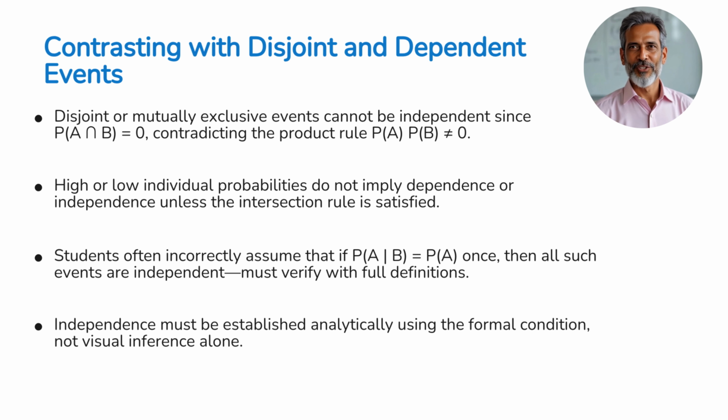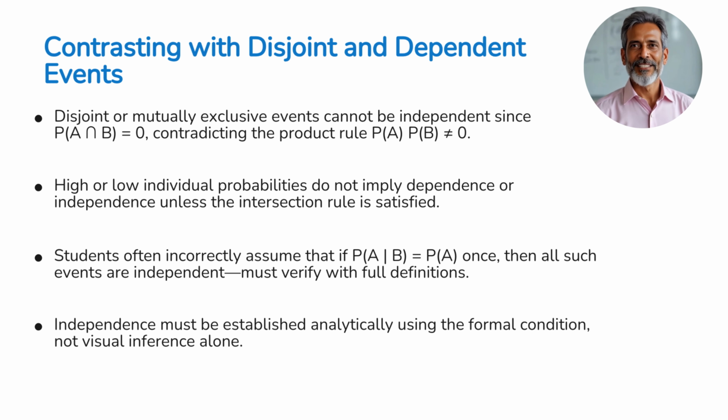Now, let's contrast independent events with disjoint and dependent events, because this is where many students get confused. First, disjoint or mutually exclusive events can never be independent. Why? Because for mutually exclusive events, the intersection P of A intersection B is 0 by definition. But for independent events, the product P of A multiplied by P of B is never 0 unless one of the events is impossible. So the two ideas simply cannot coexist.